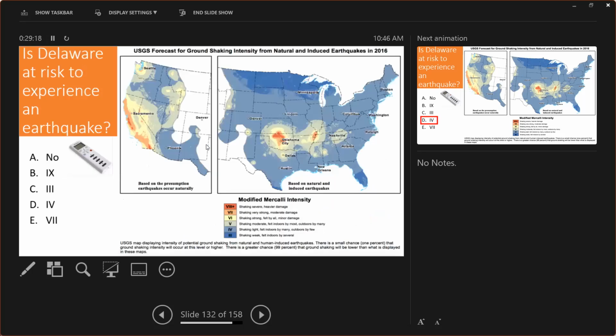All right, so this is the modified Mercalli intensity. Is Delaware at risk to experience an earthquake? What is the answer here? Is it A? No. Is it B? How many think it's C? How about D? It's probably hard to read. Is that the problem? Yeah, that's the problem. So the one at the bottom, that's number 3, so it is actually C. Sorry about that. It's probably easier for the people at home.